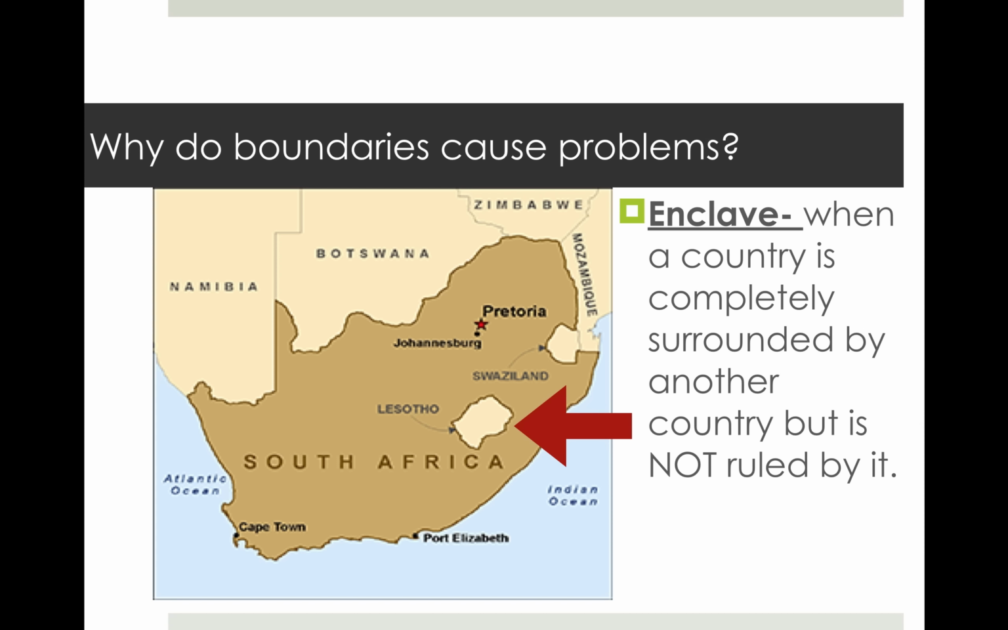When a country is completely surrounded by another country, but it is not ruled by it. So Lesotho and Swaziland have autonomy. They have sovereignty. They are not ruled by the justice system or the political system of South Africa. Therefore, these are considered enclaves, okay?